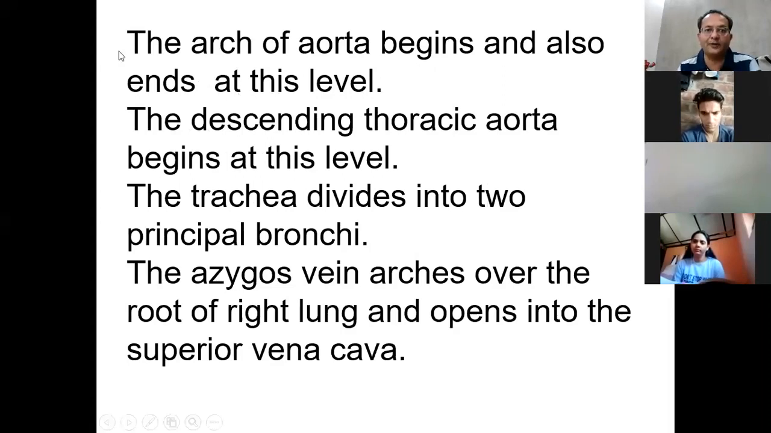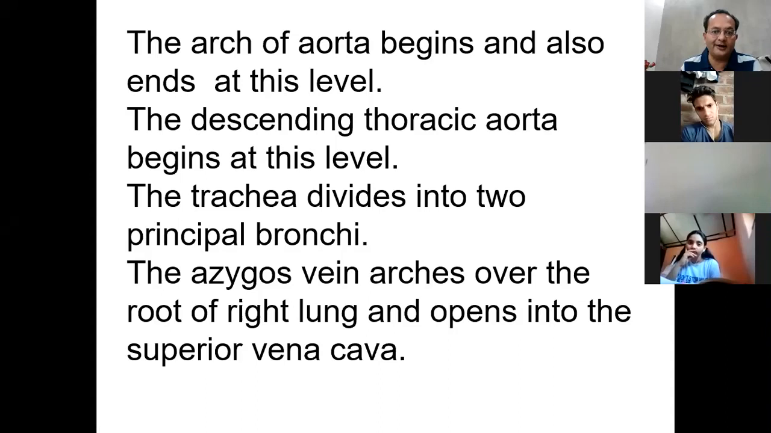The arch of aorta begins at the angle of Lewis and also ends at the angle of Lewis. The descending thoracic aorta begins at this level because the arch of aorta ends at this level. The trachea bifurcates into two principal bronchi at this level.